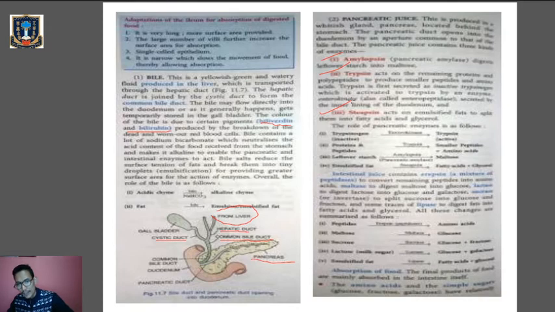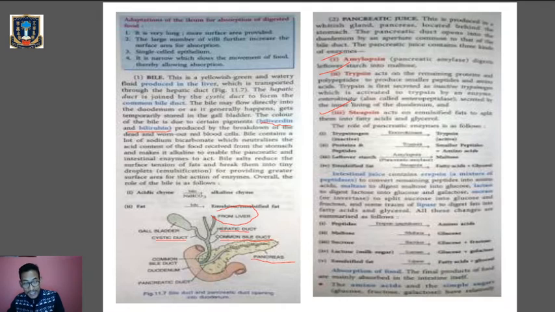The intestinal juice contains an enzyme called erepsin, which is a mixture of peptidases, and it will convert the remaining peptides into amino acids; maltase, to digest maltose into glucose; lactase, to digest lactose. Listen very carefully to the name of the enzyme. Erepsin will convert the remaining peptides into amino acids. Maltase, M-A-L-T-A-S-E, maltase will digest the maltose into glucose.